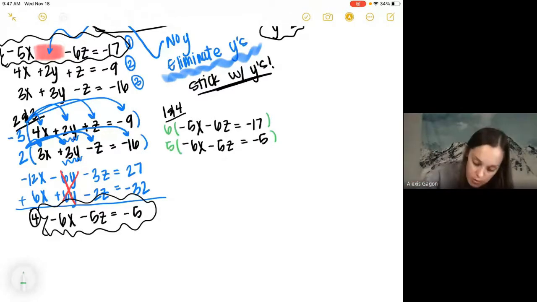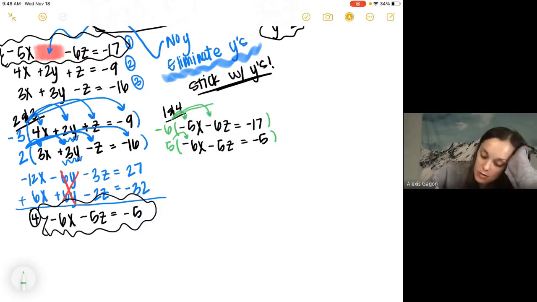Now, when I multiply this top equation in, that's going to give me a negative 30x there. When I multiply the bottom equation, it's also going to give me a negative 30x. So I need to do one of these as a negative. So I'm just going to do the negative 6 on top. And then we actually multiply this out, so multiply to all 3 there.